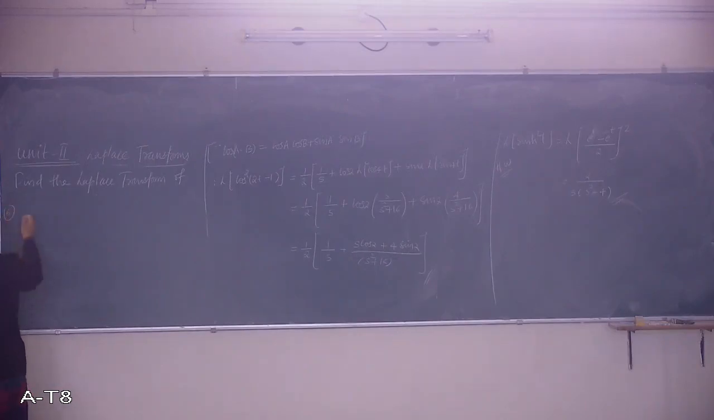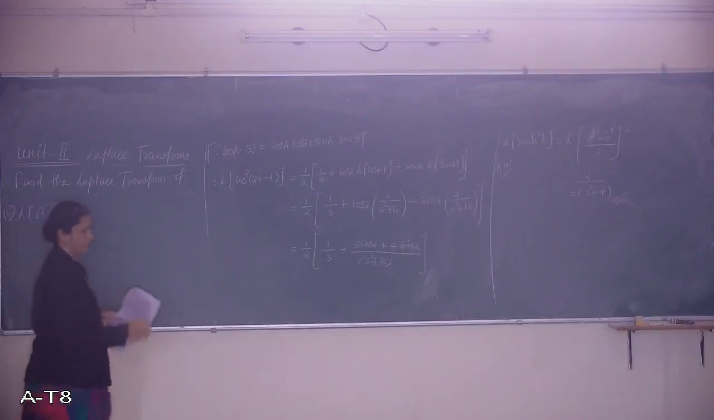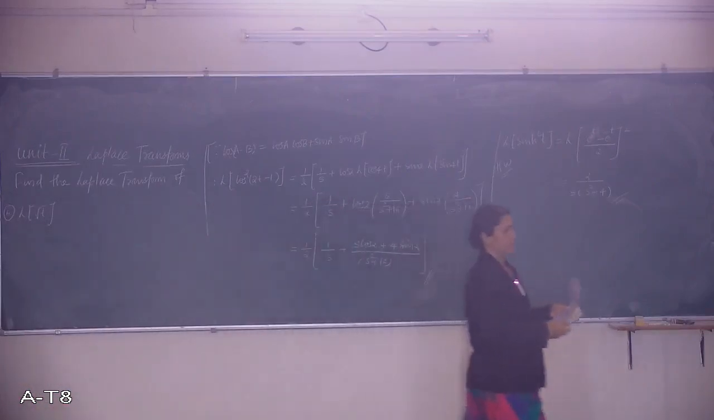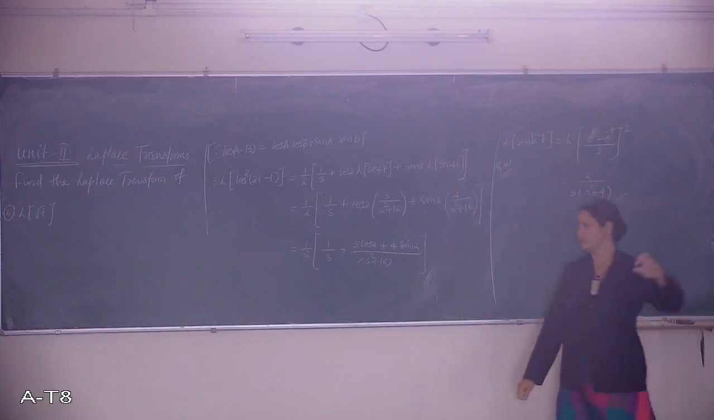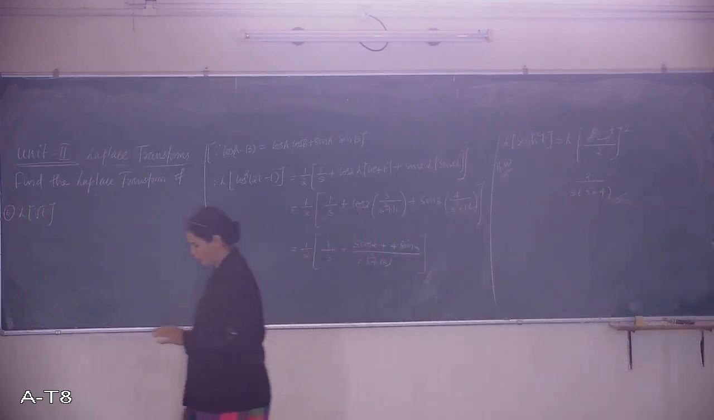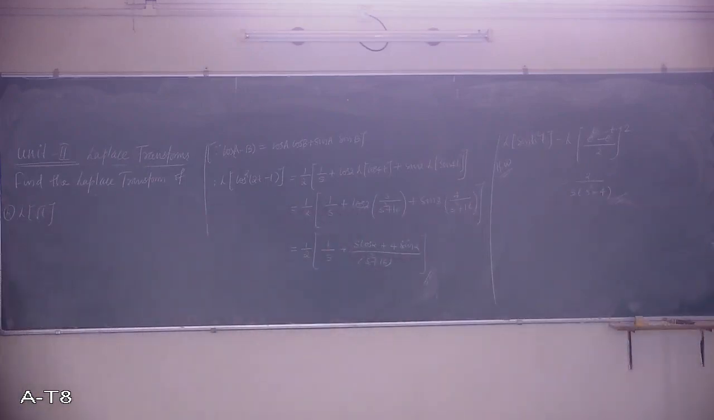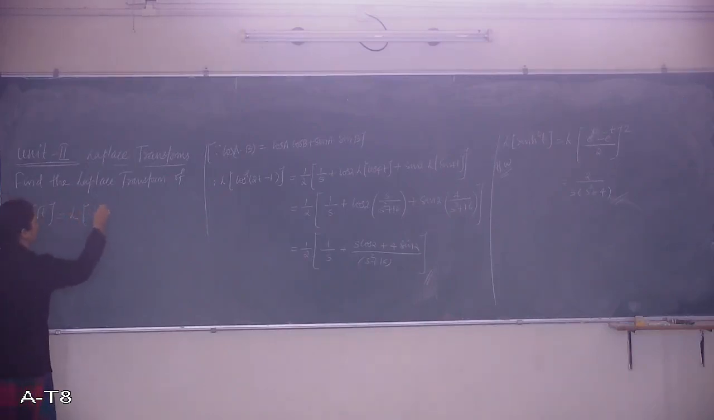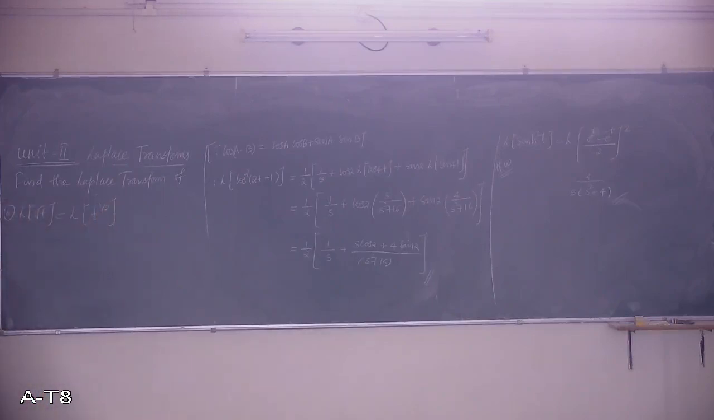Next, find Laplace transform of root t. Here your function is square root of t. Now how do you find the Laplace transform? So it is of the form Laplace transform of t to the power 1 by 2. That root t is nothing but t to the power 1 by 2.